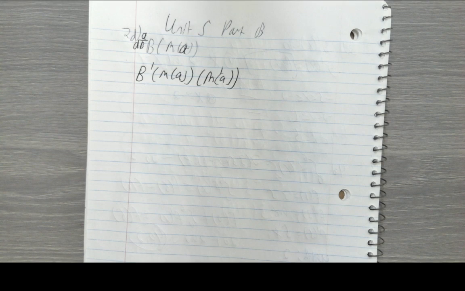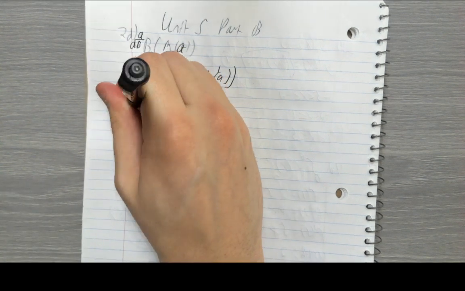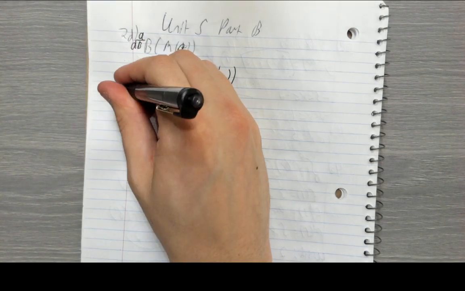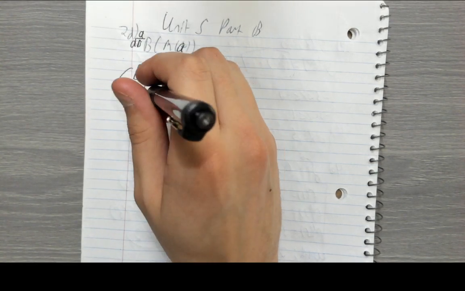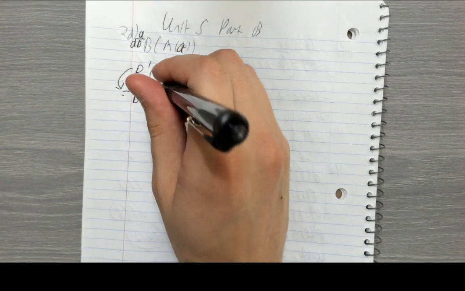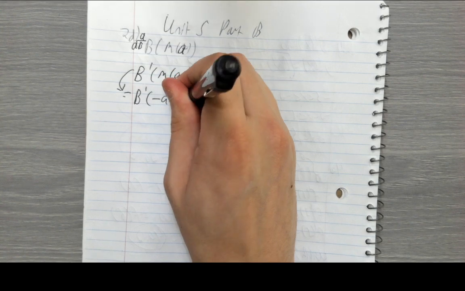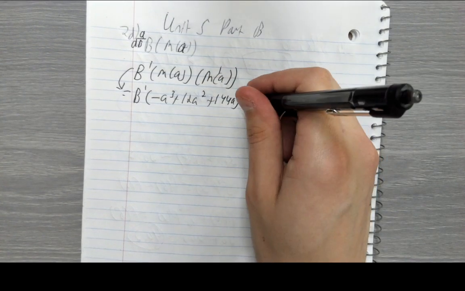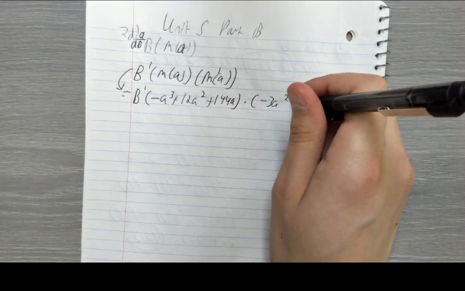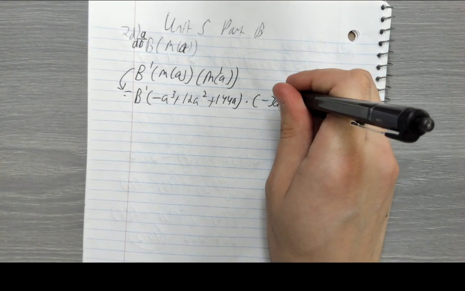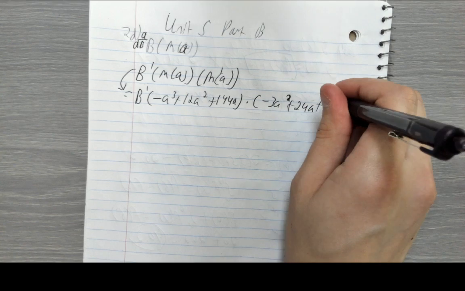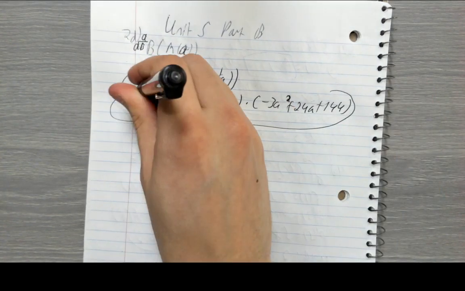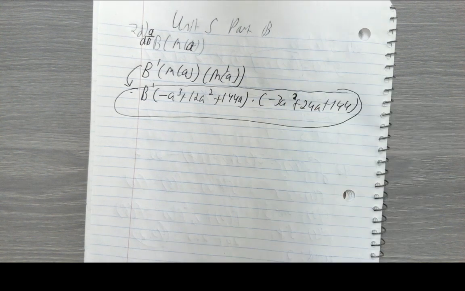Okay, and then to finish the problem off, we're going to just rewrite this and fill in the values. So I still have b prime, because I don't know what b is. I know what m of a is, though. It's negative a cubed plus 12a squared plus 144a, times, I know what m prime is as well. It's negative 3a squared plus 24a plus 144. So that's your final answer. That's the expression. Because the question asked you just to write an expression for the rate of change in the number of bats in the field, that's the best we can do.